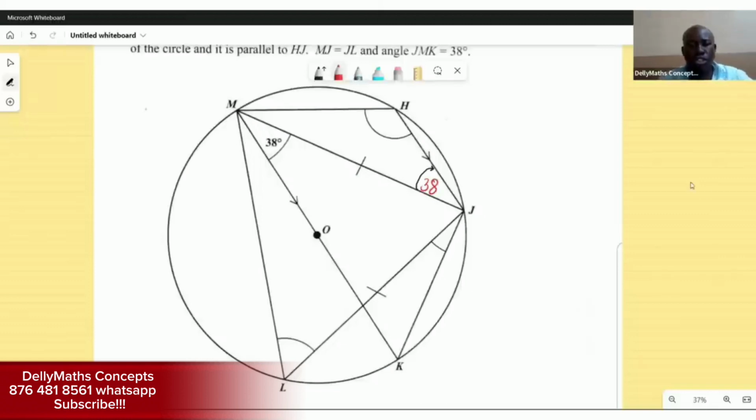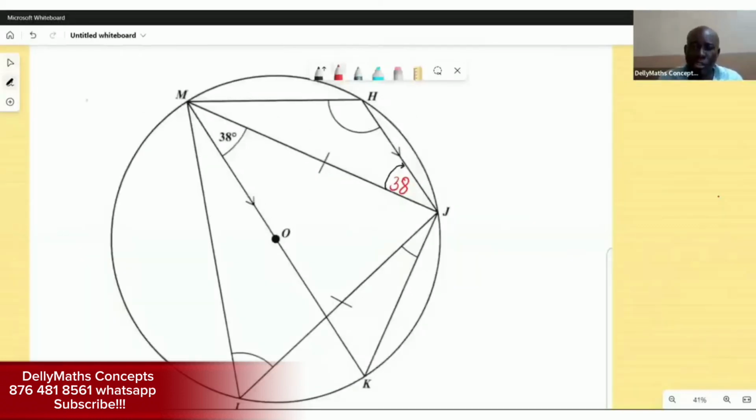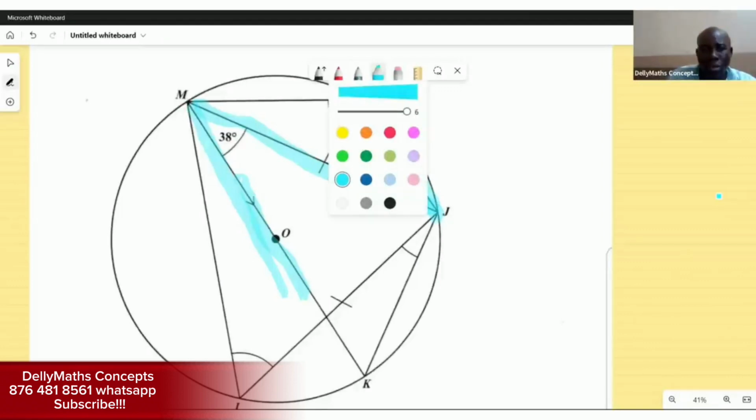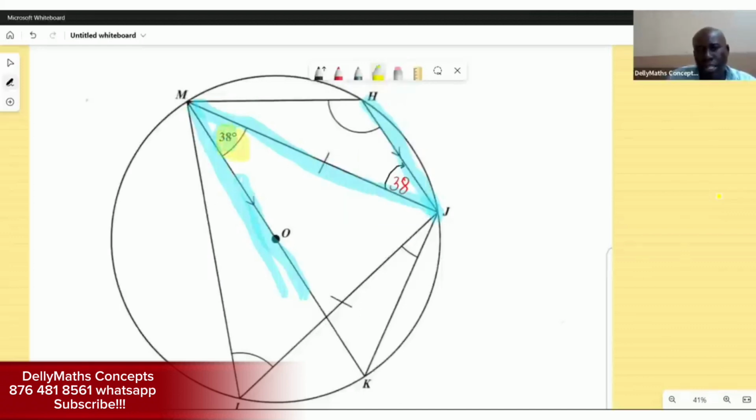Remember that they just told us that this line here, look at it, the arrows on it for parallelism, that line there is parallel to that line there. And then this is a transversal coming on right here. I'm seeing that Z angle coming out. So everybody should see that Z angle. Yes, because the Z angles are equal. So this angle here, where the 38 is, is equal to that angle there, the Z angle. So let us just write that up quickly.